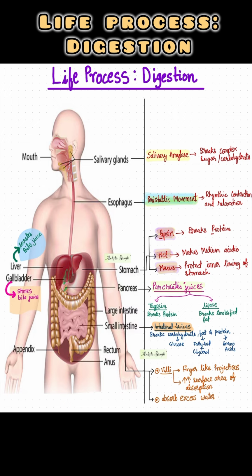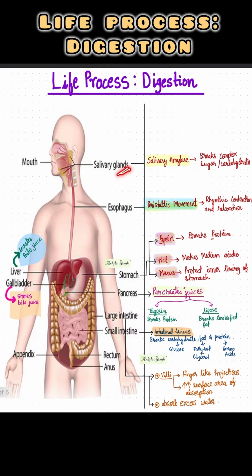So starting with mouth, in mouth we have, you can see here, salivary glands. Salivary glands contain an enzyme called salivary amylase, and this salivary amylase helps in breakdown of complex sugar or carbohydrate. Then the food reaches the esophagus.